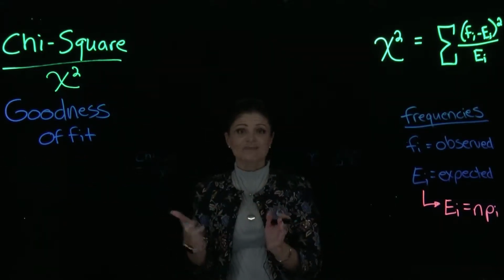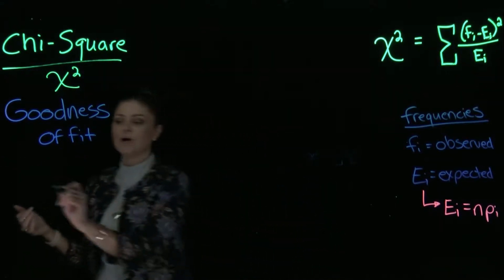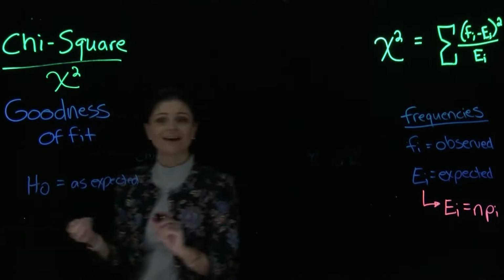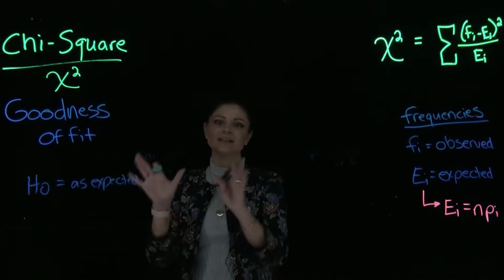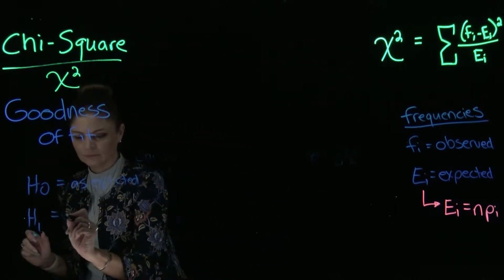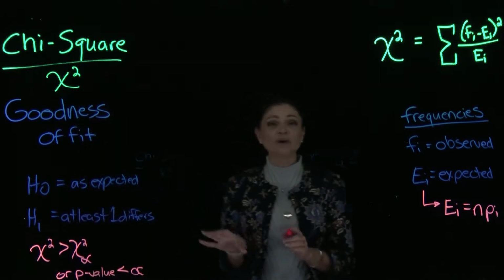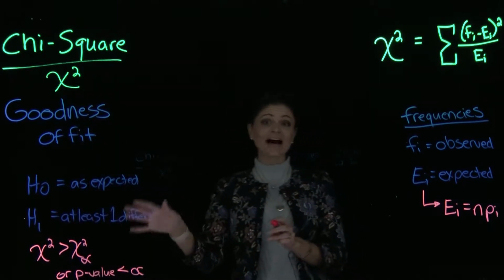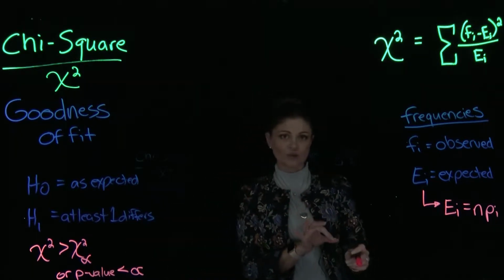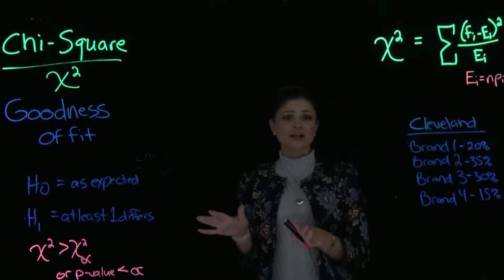Now, the first thing we need to do is define our hypothesis. So our null hypothesis is that all frequencies are as expected, and our alternative hypothesis is that something is different. And we're going to reject our null hypothesis if our chi-square is greater than our chi-square point, which we're going to get from our chi-square point table. So let's take a look at an example.